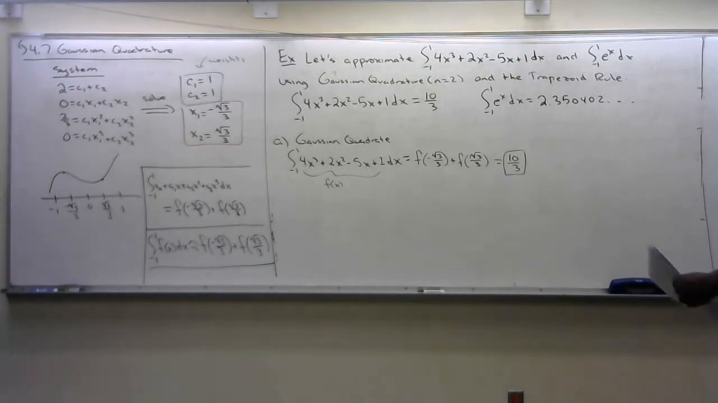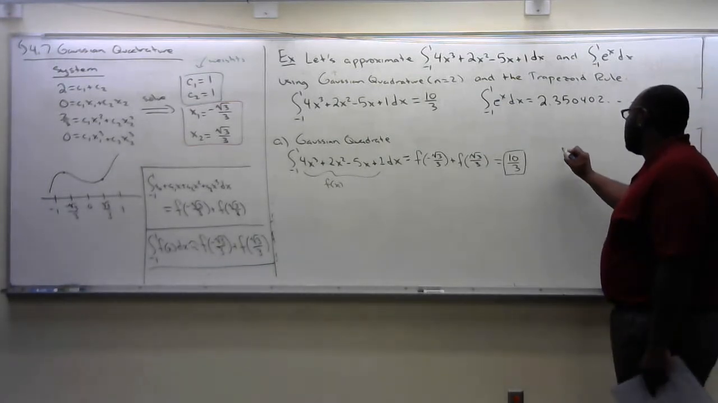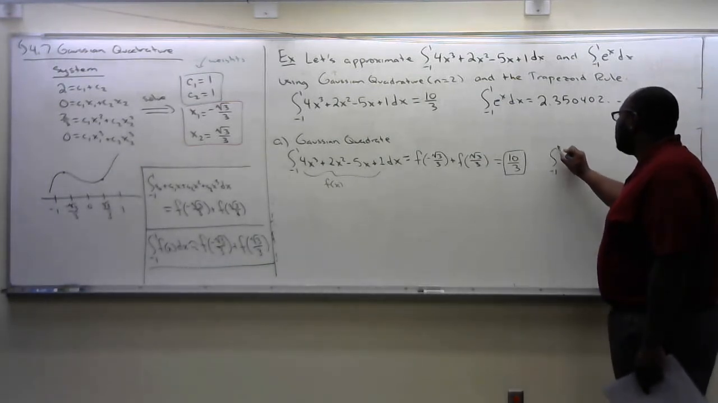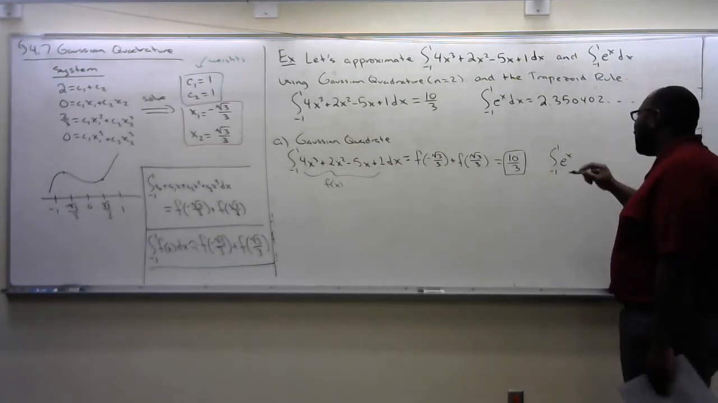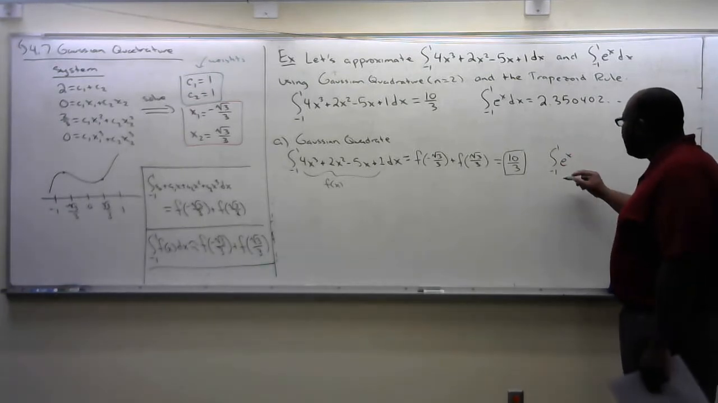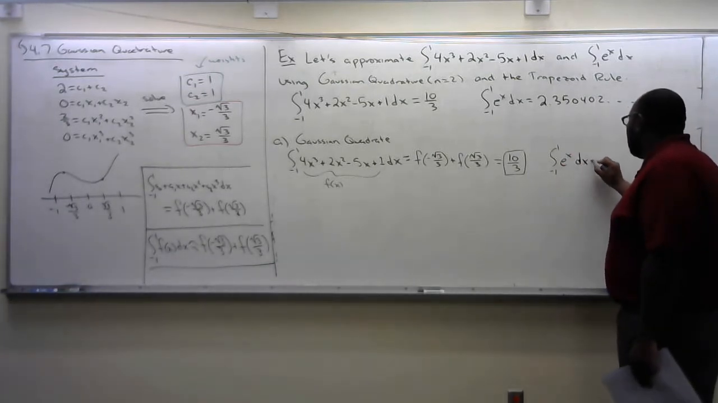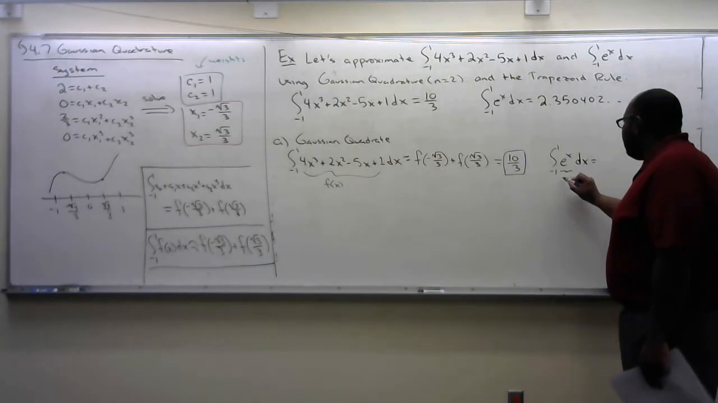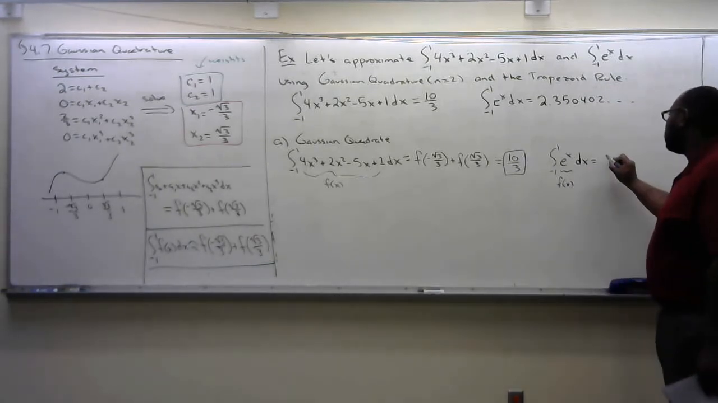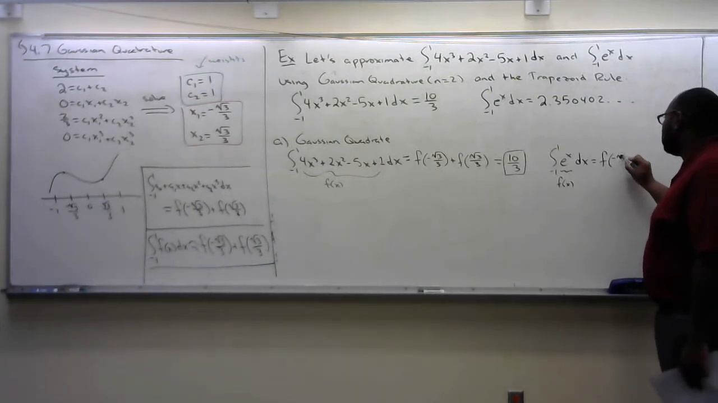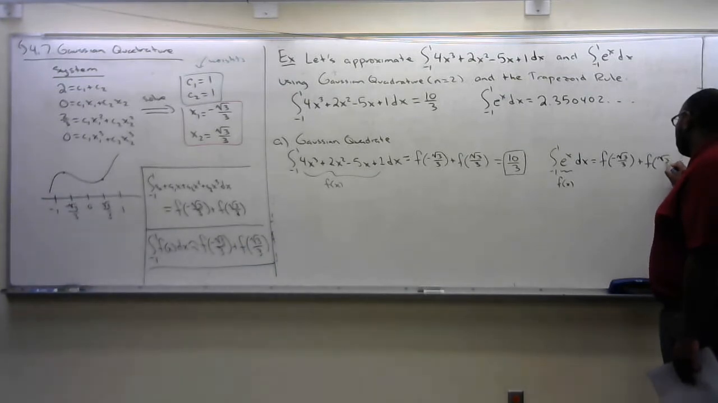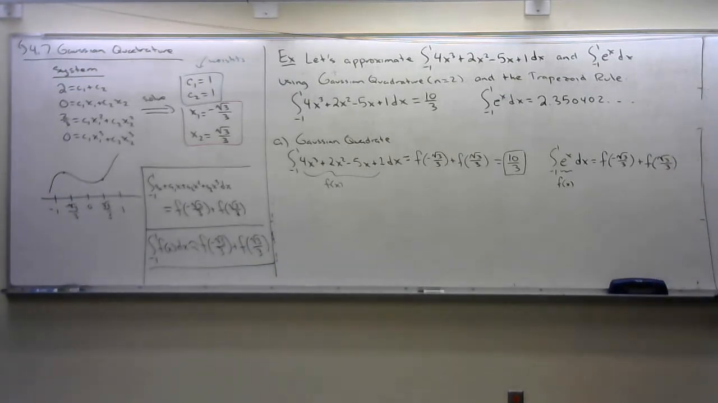What happens when I plug in e to the negative x? So I change functions. Not e to the negative x, e to the x. So I go from negative 1 to 1, e to the x dx. Here's my f this time, my f of x. Plug in negative square root of 3 over 3 and square root of 3 over 3.